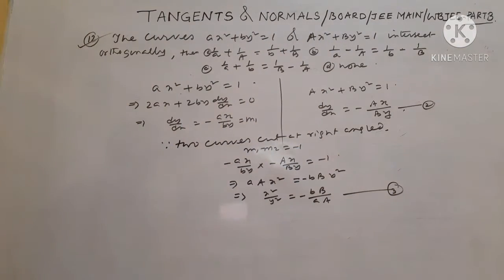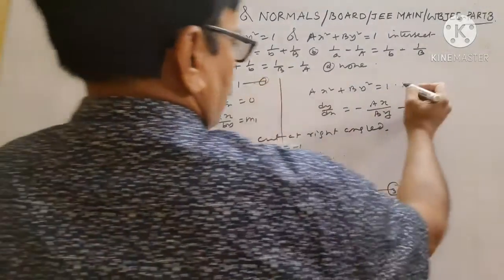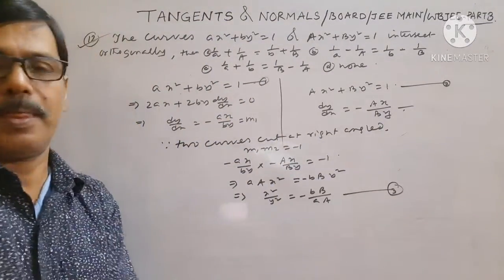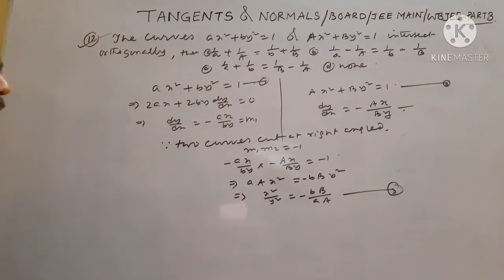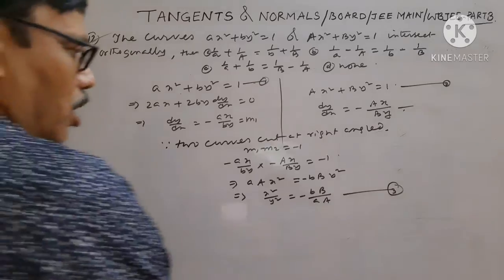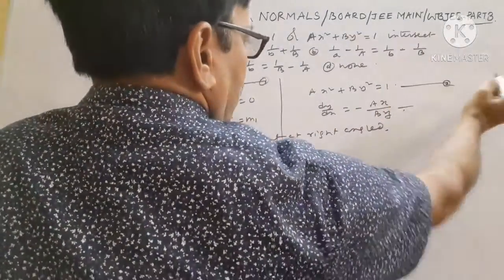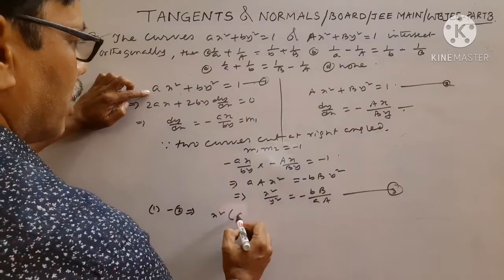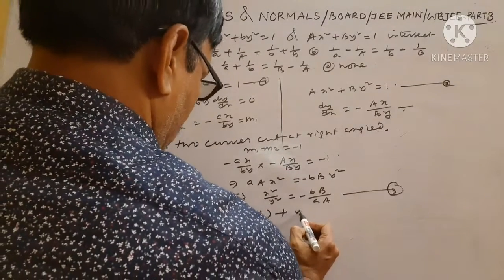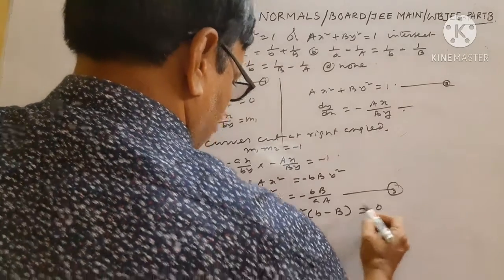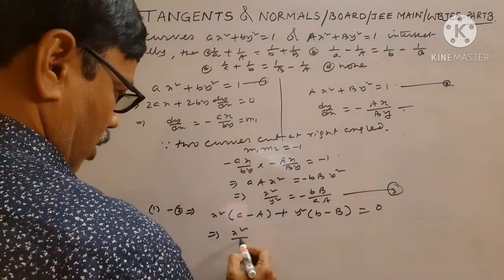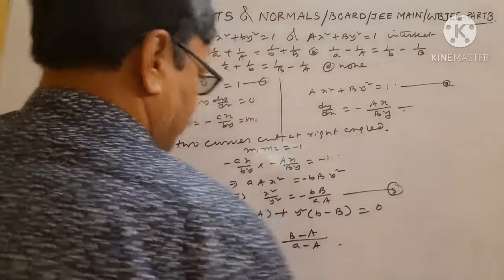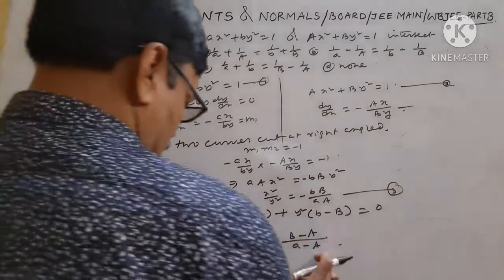So suppose this is 1, this is 2. No need of writing 1 and 2. This one is 3. Now x square by y square, we are getting from 1 and 2. So 1 minus 2 implies, look, x square common (a minus capital A), y square common (b minus capital B) equals 0. So x square by y square equals (b minus capital B) by (a minus capital A). So the order is changed here.